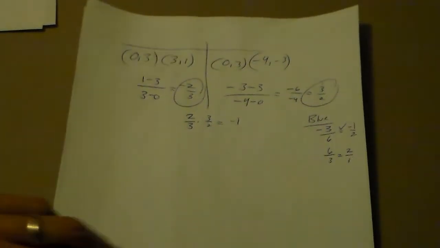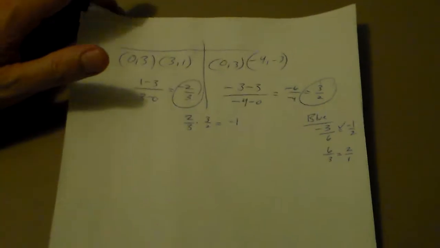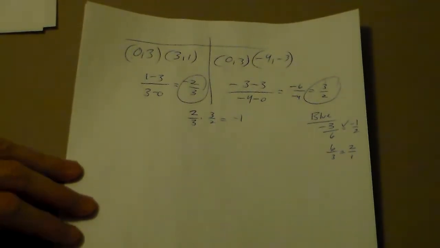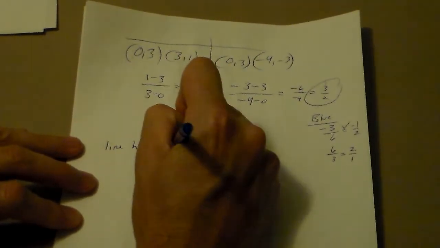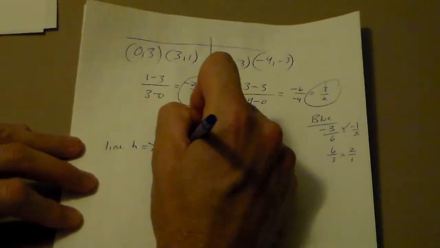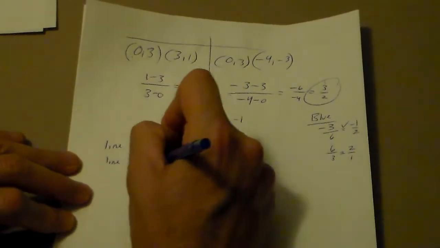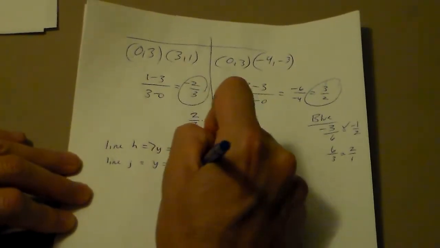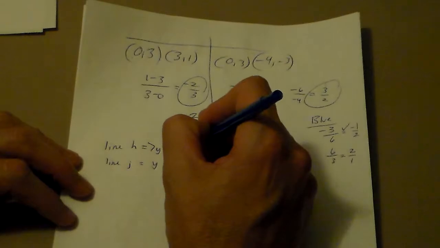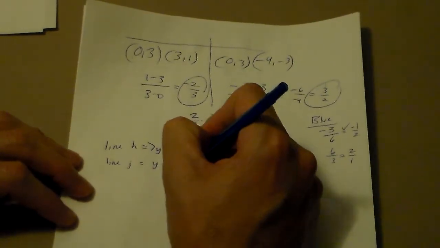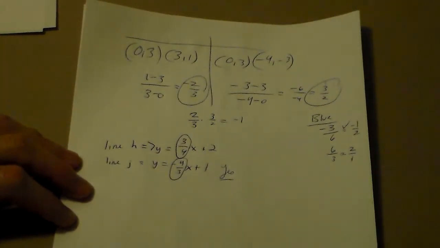All right. So we've seen how to do it with formulas. We've seen how to do it when you look at a graph. Now let's look how to do it with an equation. So they'll say line H is y equals 3/4 x plus 2. Line J is y equals -4/3 x plus 1. And they want to know if these two are perpendicular. Let's look at their slopes. Is this slope a negative reciprocal of this slope? Why, yes it is. So therefore those lines are perpendicular.